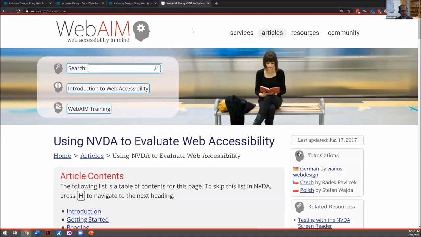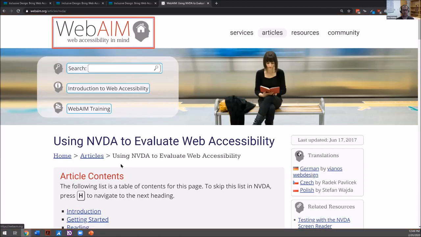WebAIM, using NVDA to evaluate web accessibility. Google Chrome. WebAIM. So don't worry about understanding everything, but I'm going to go through this article. It's hard, if I touch my mouse or hit my keyboard, the screen reader starts to read, and I don't want to talk over the screen reader. So I am looking here, and it tells me that to get to the article contents or to skip over them, I can hit the H key. So I'm going to hit H and see what happens.